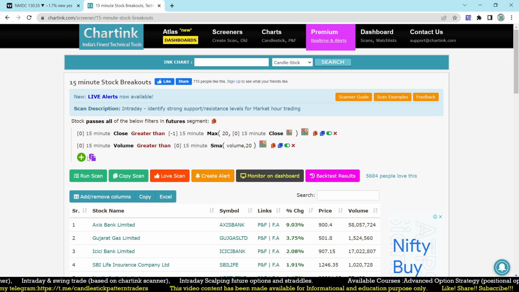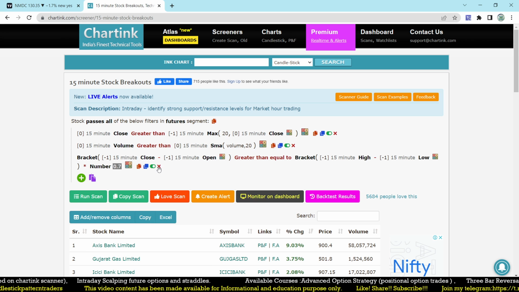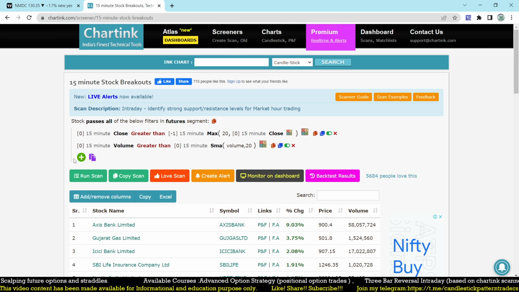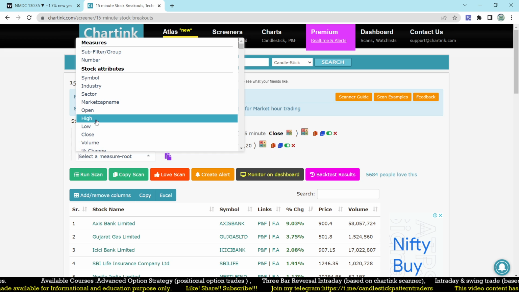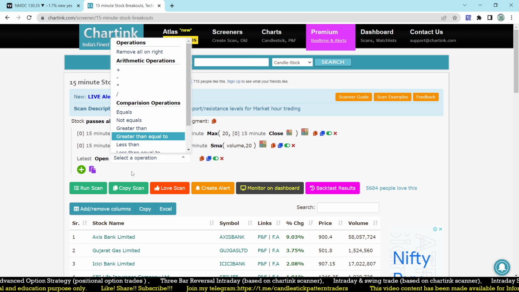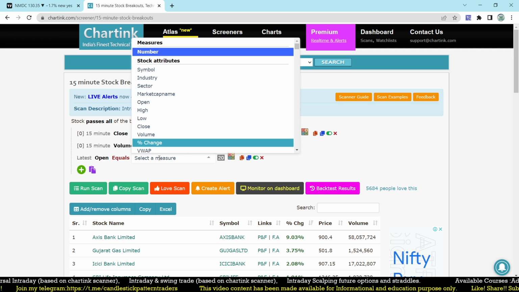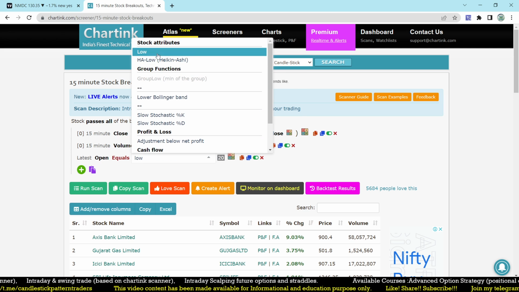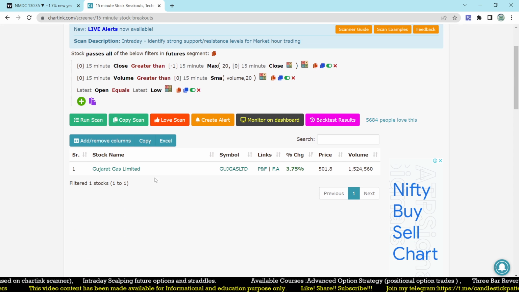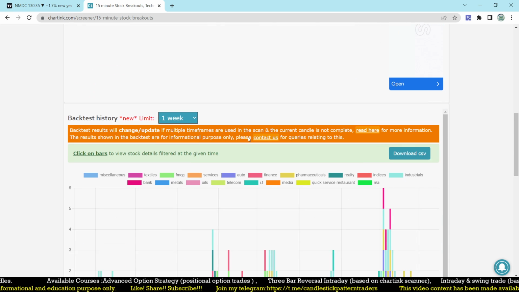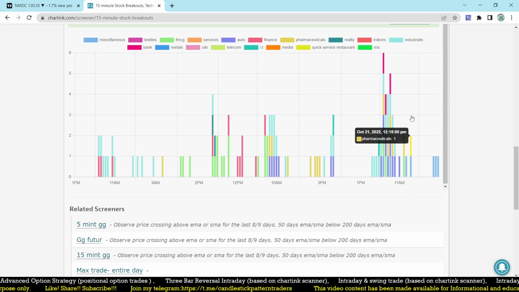So let me add some conditions. If the day where it started with the open low would be another condition, we can simply filter out open equals to low. If we are using open low, we may be filtering out very few stocks. So let's look at the day low, right? So let us use open equal to low, and we filter out many more stocks.